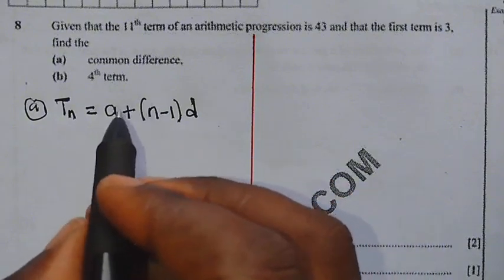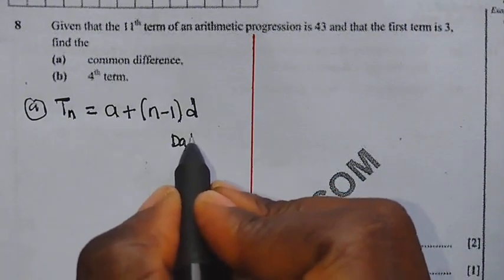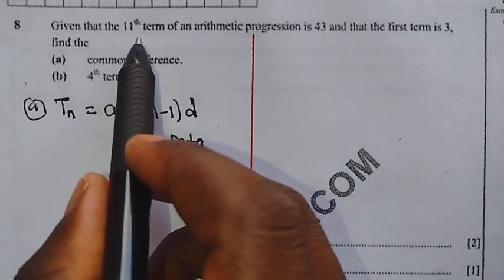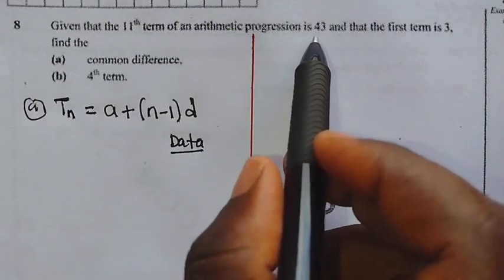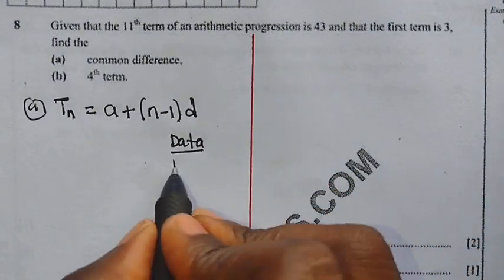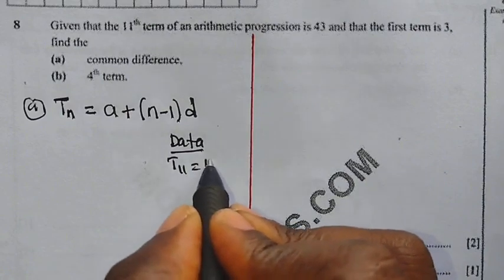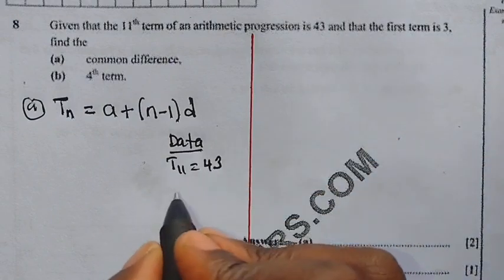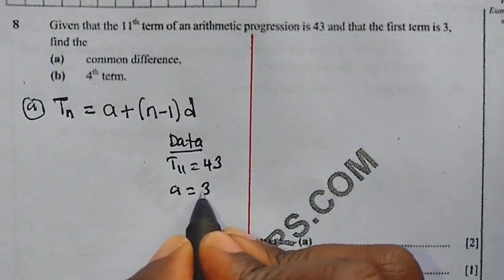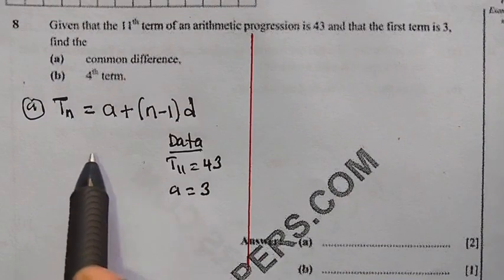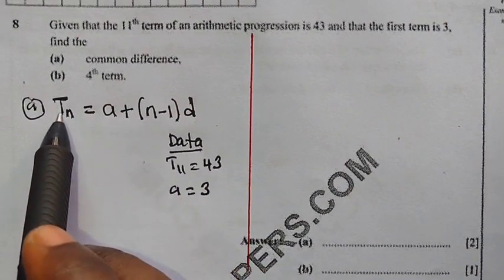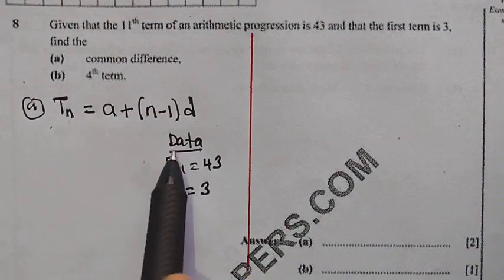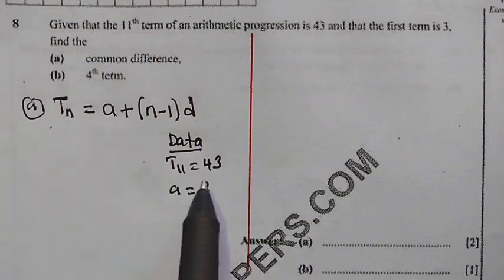Now let us look at our question. They are saying, given that the 11th term of the AP is 43, so the 11th term is equal to 43. That is our data. The first term A is 3. On this formula, T subscript n represents the position of the term, which is the 11th term. So where there is T subscript n, we are going to put 43.